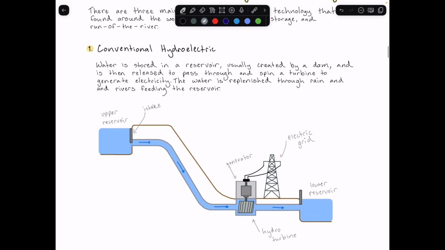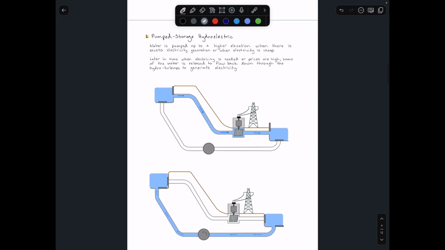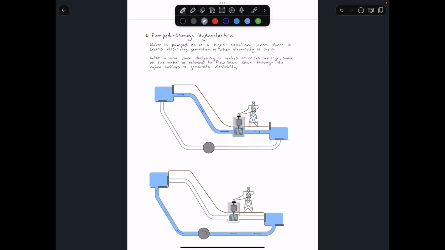Now, there's a second technology called pumped storage hydroelectric here. And pumped storage hydro is very similar to conventional, but it has the ability to pump water from the lower reservoir back up to the upper reservoir. So when electricity is abundant or inexpensive, the facility uses electricity to pump water uphill into this upper reservoir and store the energy as gravitational potential.